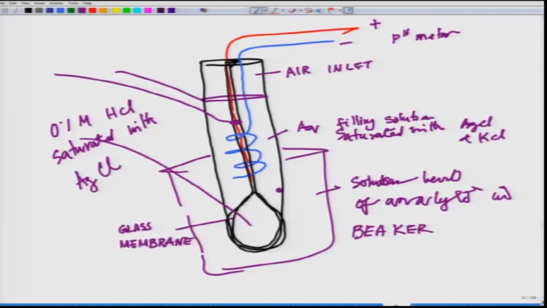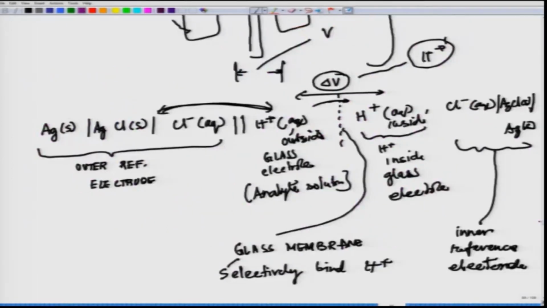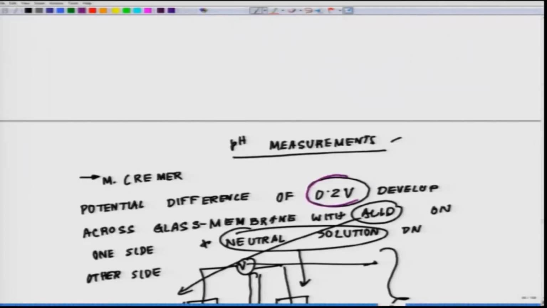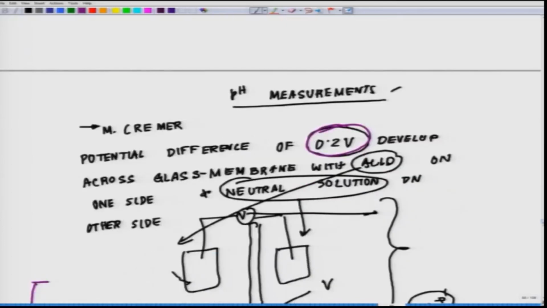So, essentially it is a kind of complex geometry, but as long as you understand the basic reactions, it should not be a problem to understand how the basic pH electrode works. These are the glass electrodes which have been used over the years for measuring pH, figuring out the proton concentration. This all starts with a very simple observation which dates back to 1906: a potential difference of 0.2 volt developed across a glass membrane with acid on one side and neutral solution on the other side.